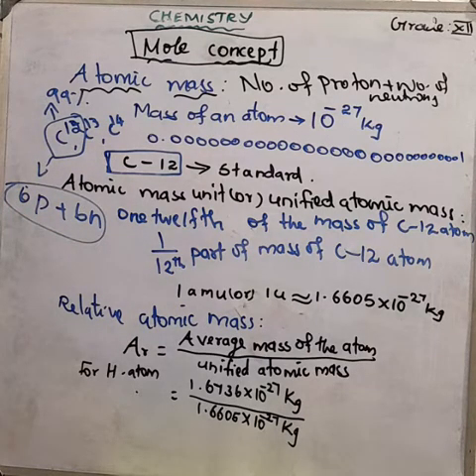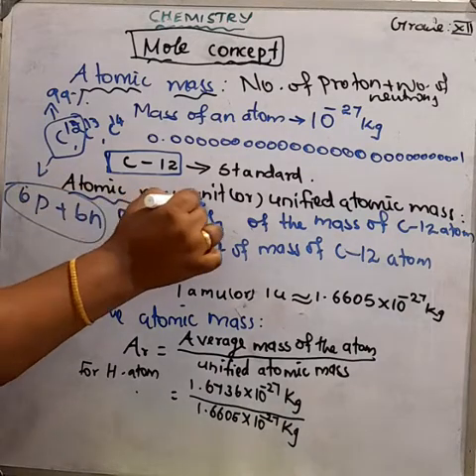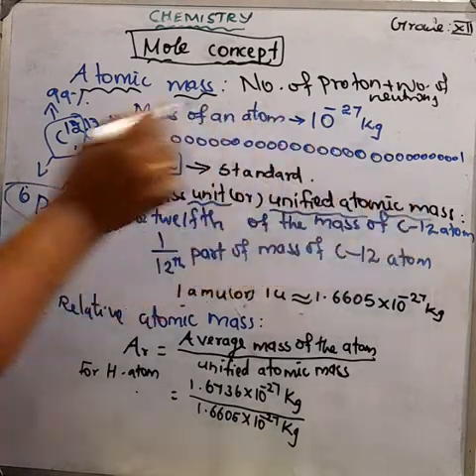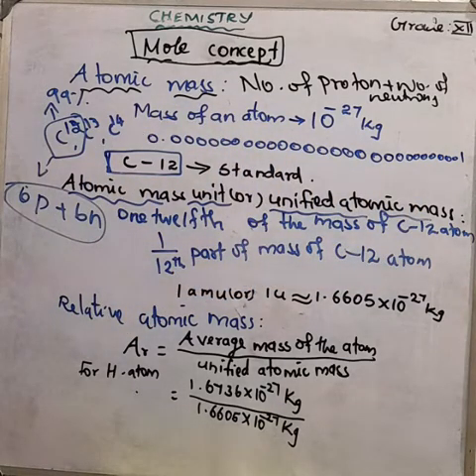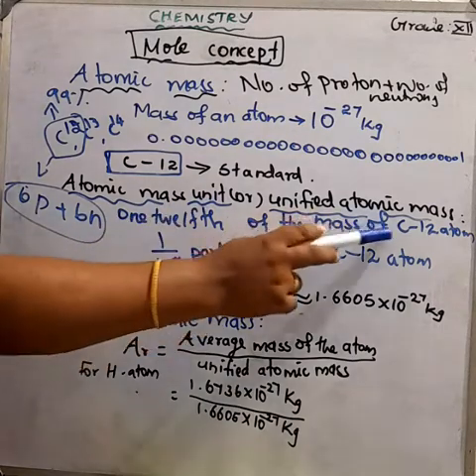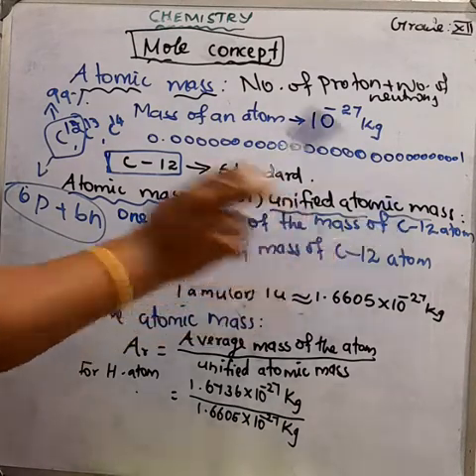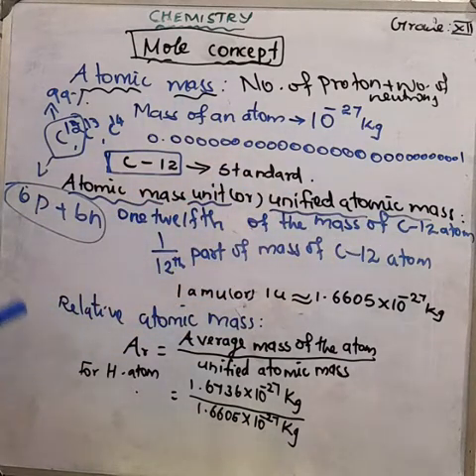To relate the mass of other atoms with the carbon atom, they developed a unit called the atomic mass unit, the unified atomic mass. Very important question, 2 mark question. Unified atomic mass means 1/12 of the mass of a carbon 12 atom in its ground state. That is called the unified atomic mass.